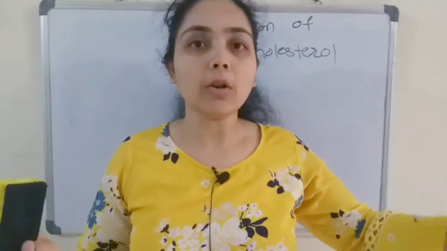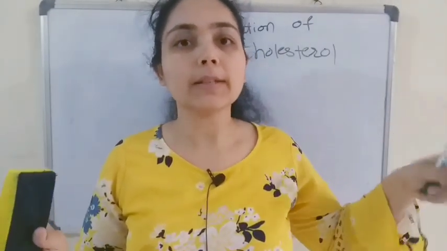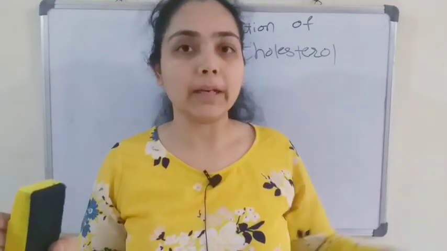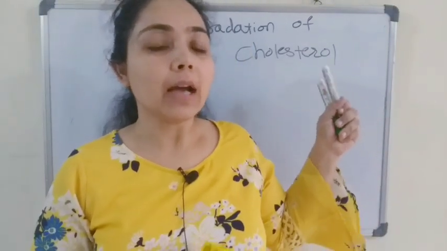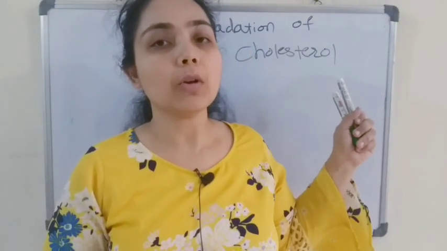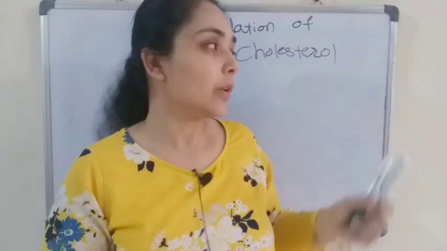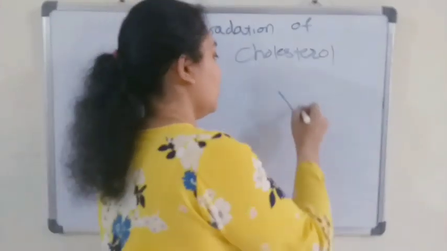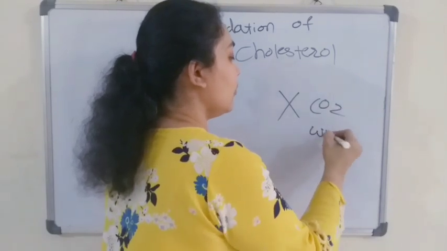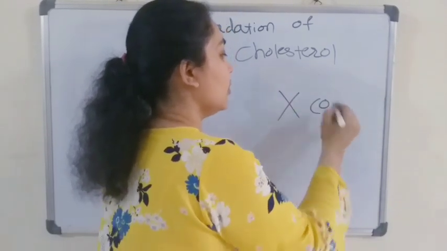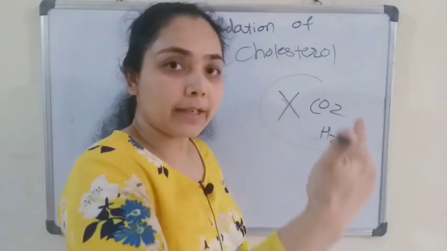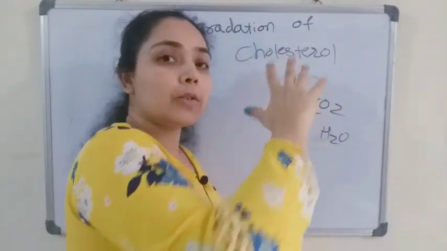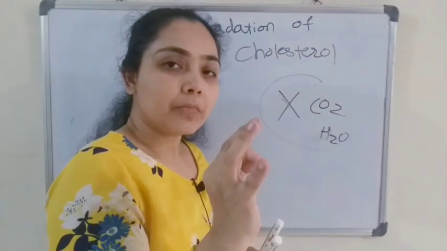While studying the breakdown of carbohydrates, lipids and proteins, we discussed that the ultimate end product of metabolism is carbon dioxide and water. But here we cannot get carbon dioxide and water, CO2 and H2O, because of the steroid nucleus. So nature has made another smart way of degrading cholesterol. Now what will happen here?